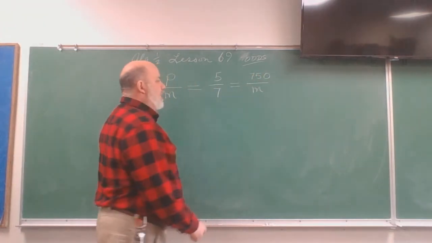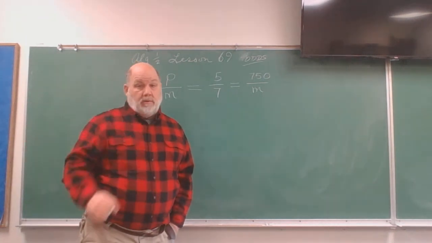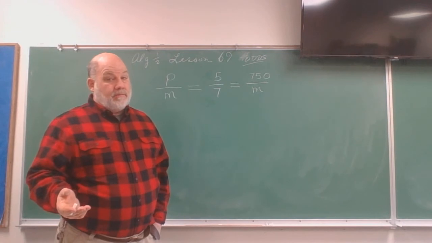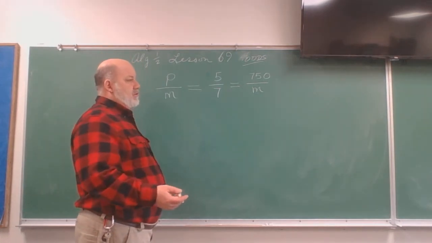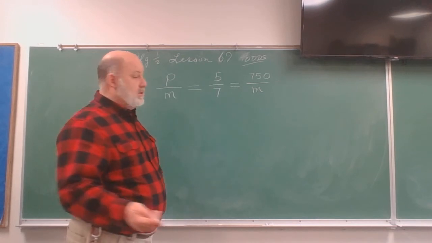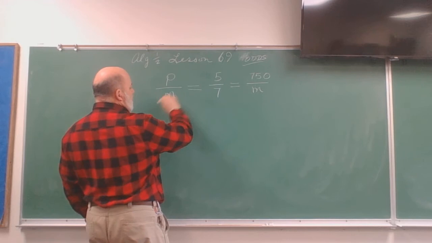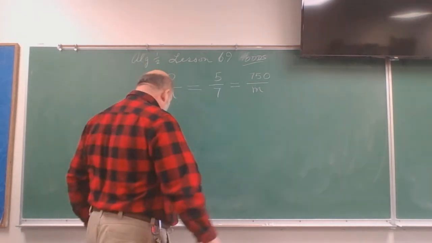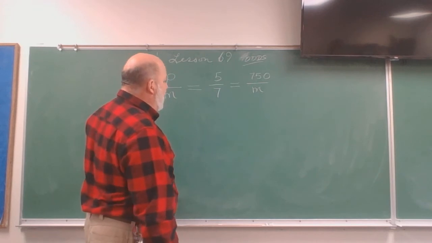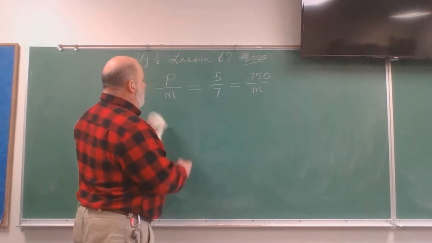750 parrots? Okay. Now, there's two ways we can figure this out. You can do cross multiplication, which always works, or you can do a scale factor if you choose to. Let's do cross multiplication first. I'm going to skip this P over M now. That was just to help me set it up. Here's my real equation right here. The 5 over 7 equals 750 over M.